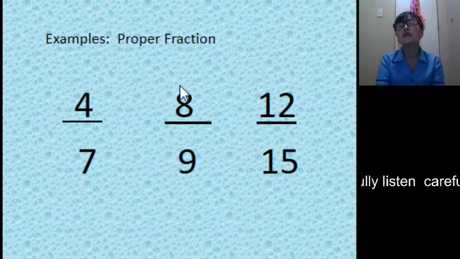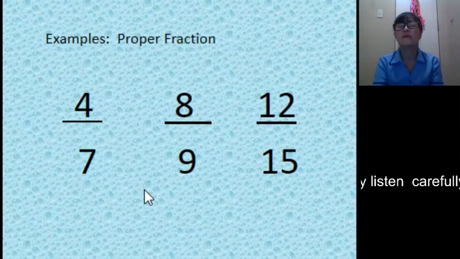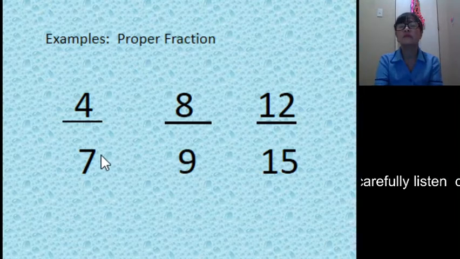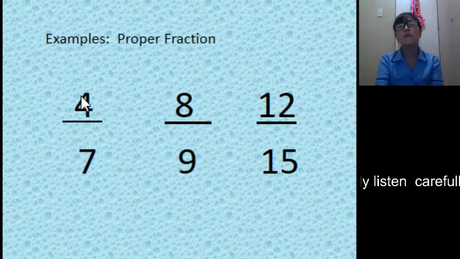Try to observe this example of proper fraction. Along here, at the top of the number, those are the numerators, right? Which is less than the denominator at the bottom part of this number. So 4 is less than the denominator of 7. 8 is less than the denominator of 9. 12 is less than the denominator of 15. So therefore, in proper fraction, the numerator is less than the denominator, or smaller than the denominator.